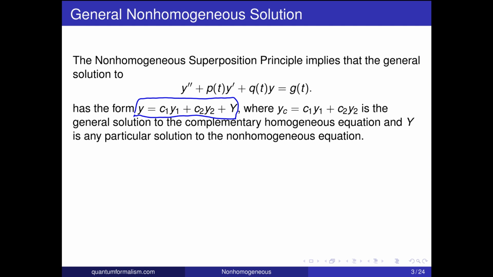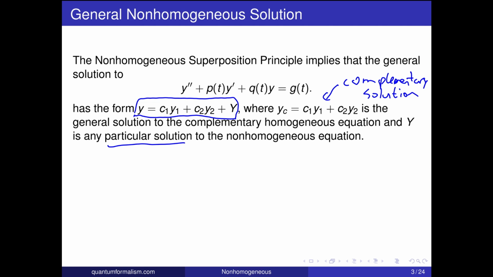Y is equal to c1 y1 plus c2 y2 plus capital Y, where yc is what's usually called the complementary solution. This is the solution to that complementary homogeneous equation. And capital Y is just a single solution to the non-homogeneous equation. So that's usually called a particular solution. So we have this decomposition: the general non-homogeneous solution is the general complementary solution plus a single particular solution to the non-homogeneous differential equation.